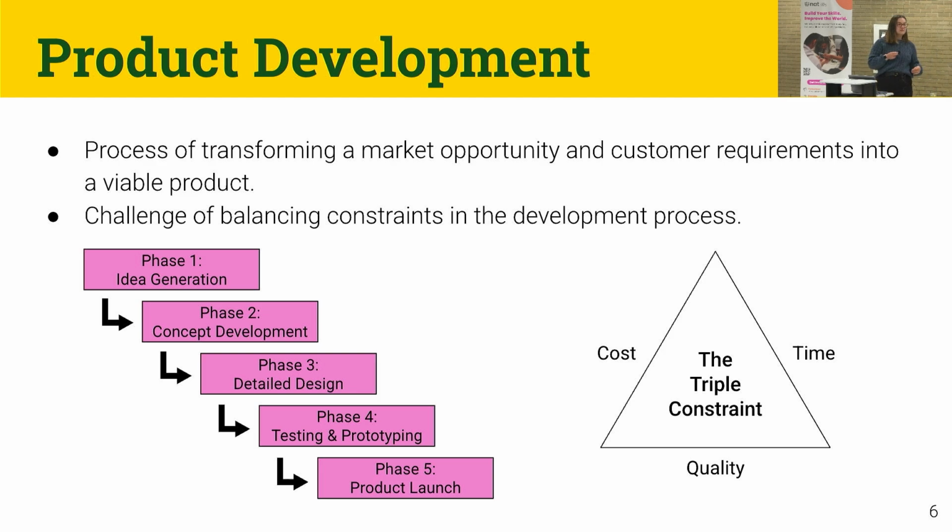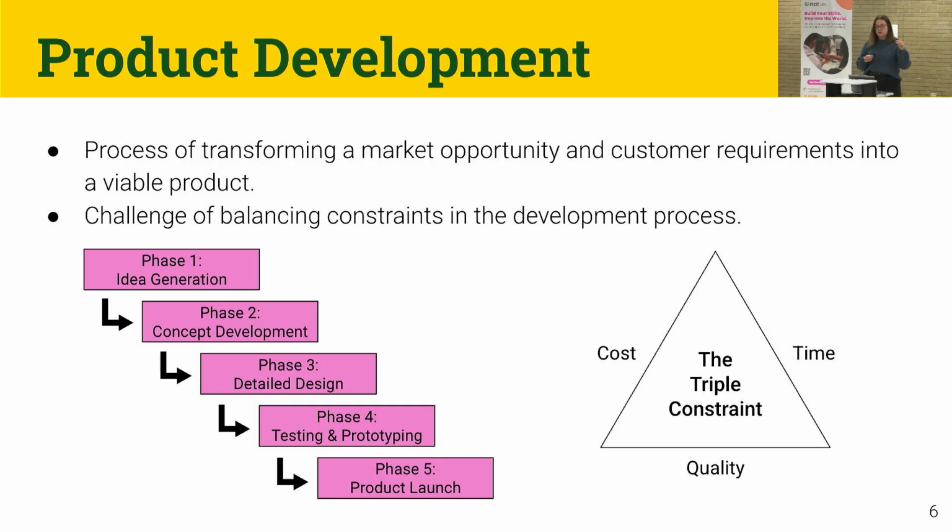There's also the challenge of balancing different constraints within this process. These are often cost, related to your costs in your development process, your costs in maybe manufacturing or designing. Another one of your constraints is time. This is often time to market, so the time that it takes you from your idea to releasing your product into the market, and then quality, which can be related to different aspects like performance or reliability. Quality means many different things.